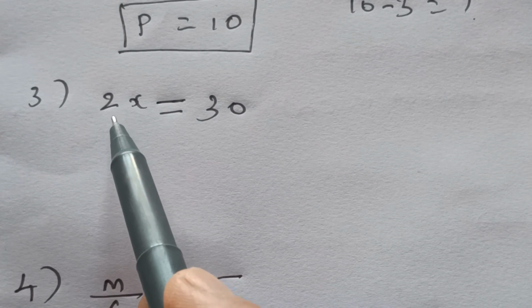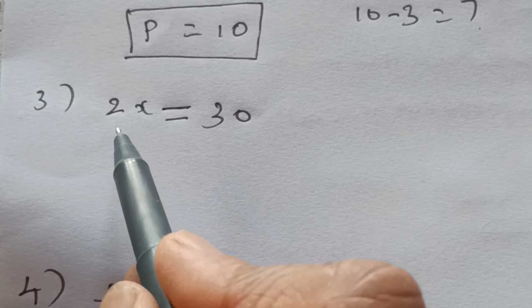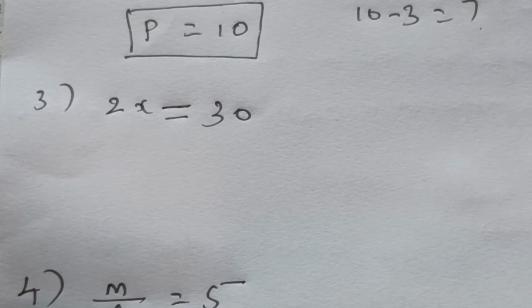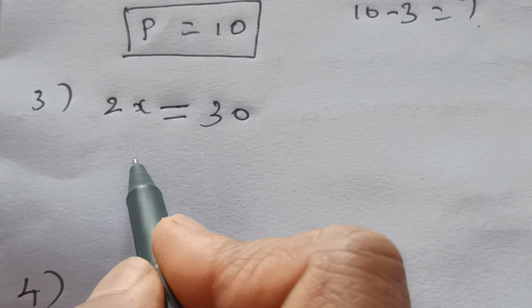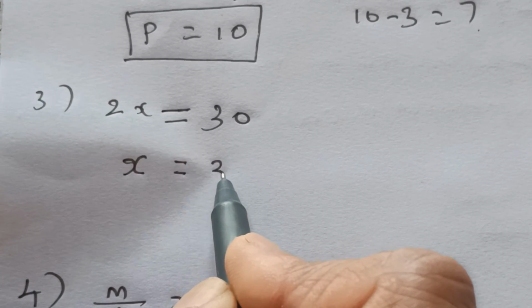Now next, 2x is equal to 30. What is the operation between 2 and x? When there is no operation given, it is multiplication. 2 into x is equal to 30. Which is the variable? x is the variable. Keep only x is equal to the right hand side number as it is.